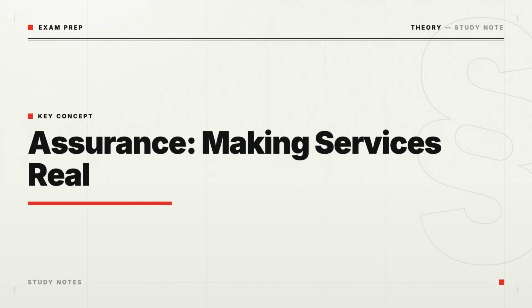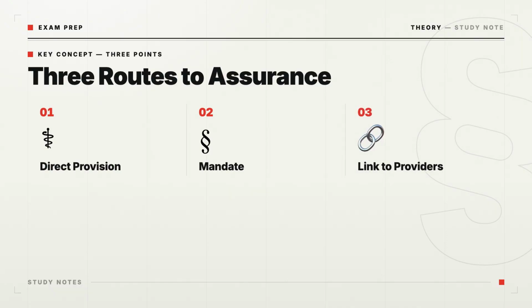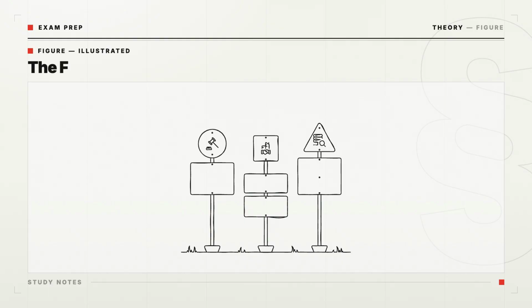A plan nobody delivers looks exactly like no plan at all. Assurance is the core function that closes that gap, making sure essential health services are actually available to the people who need them. Assurance works through 3 distinct routes. An agency can directly provide a service, like running its own clinic. It can mandate a service, requiring hospitals or schools to comply, or it can link people to services someone else provides through referral and contracting. All 3 count, and direct provision is often the least sustainable.